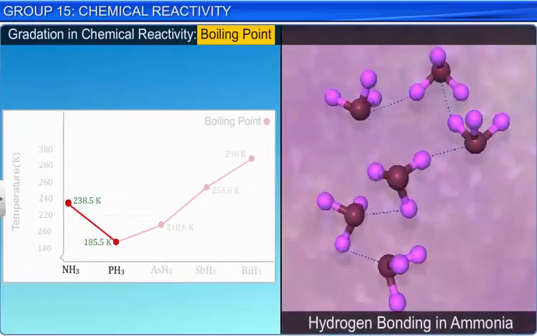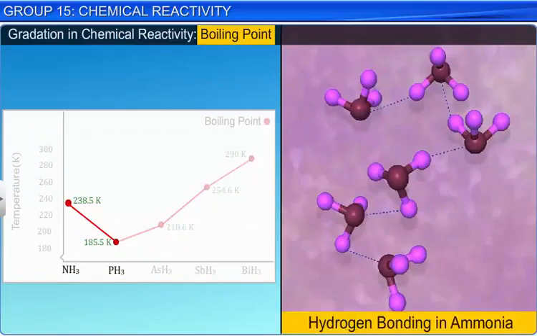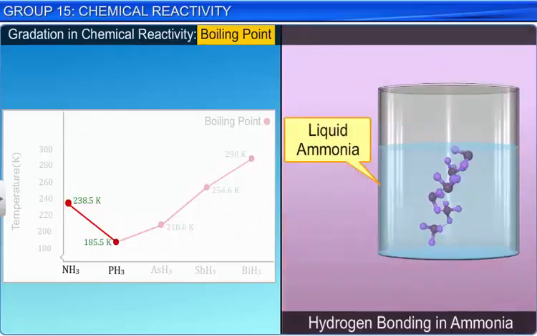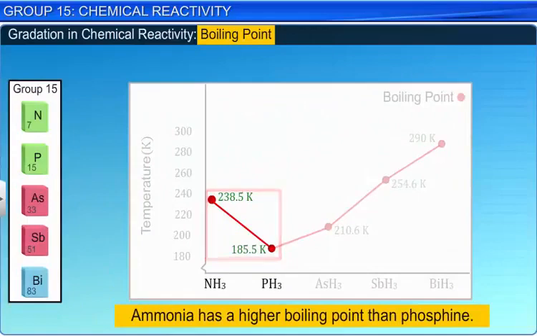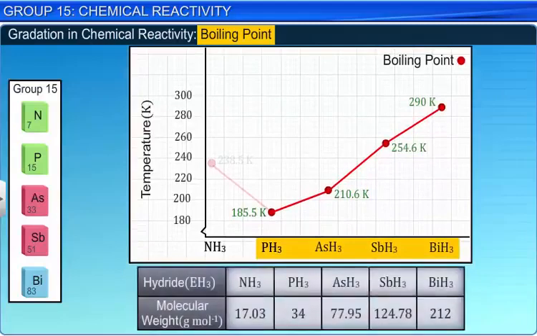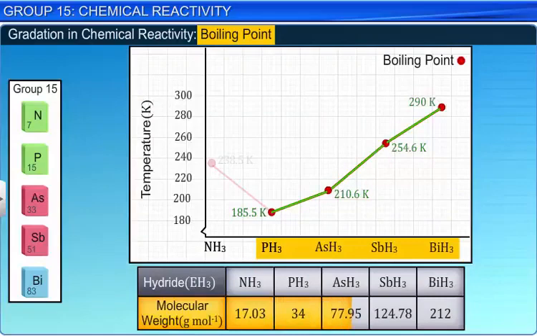It is because of the presence of intermolecular hydrogen bonding in case of ammonia. In other words, as ammonia molecules are associated through hydrogen bonding in liquid state, it has a higher boiling point than phosphine. Further, as we move down the group from phosphine to bismuthine, the increase in boiling point is attributed to the increase in their molecular weights. Note that the same trend is observed for their melting points.